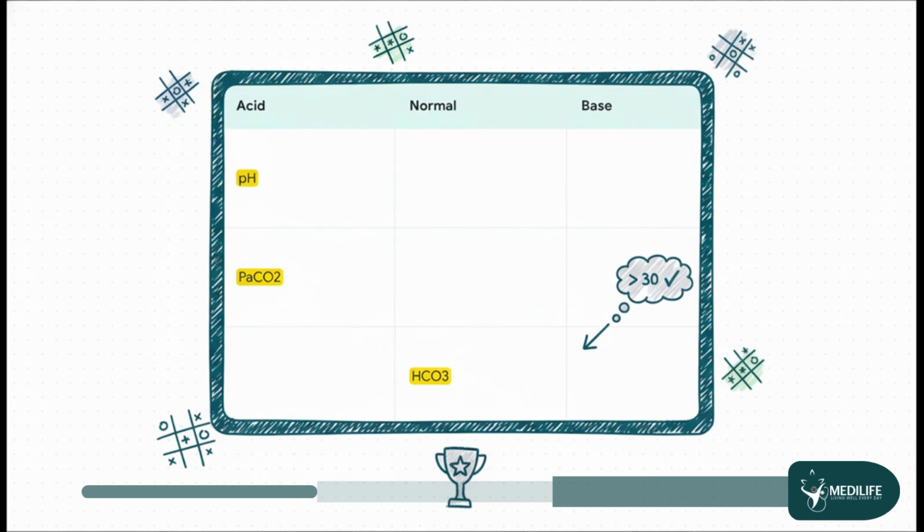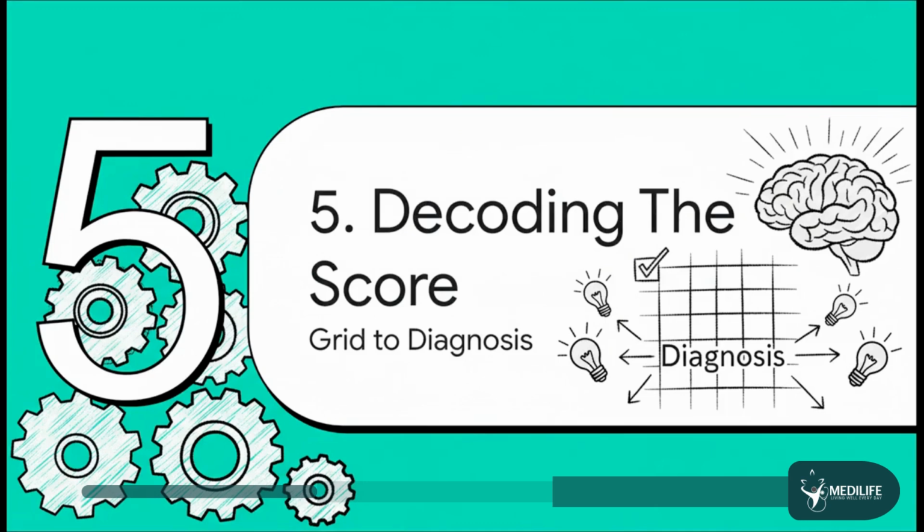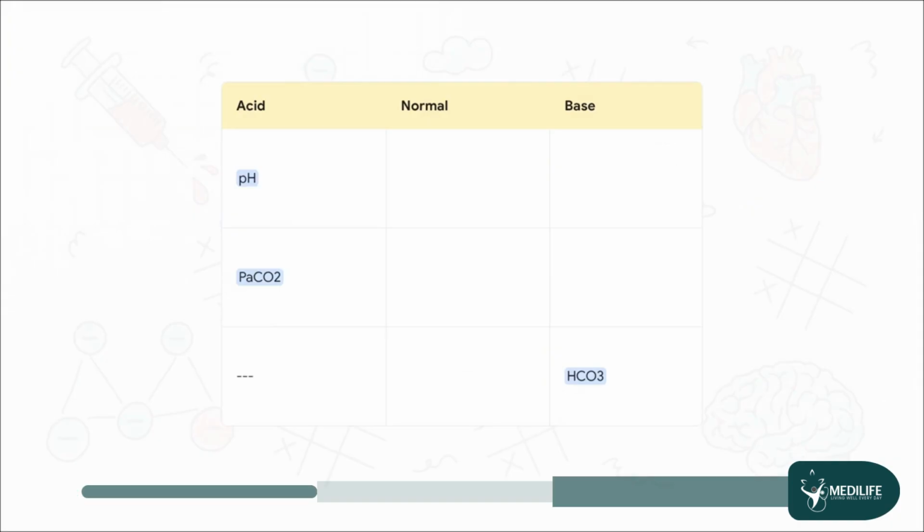Now for the easy part, reading the score. So we've played our hand. We've filled out the grid. Let's see how this simple board gives us a super clear and precise diagnosis. This is the moment it all clicks. And there it is, tic-tac-toe. We have a winner. Look at that acid column. The pH and the PaCO₂ are lined up together. That vertical line is our winning move, and it tells us exactly what the primary problem is.